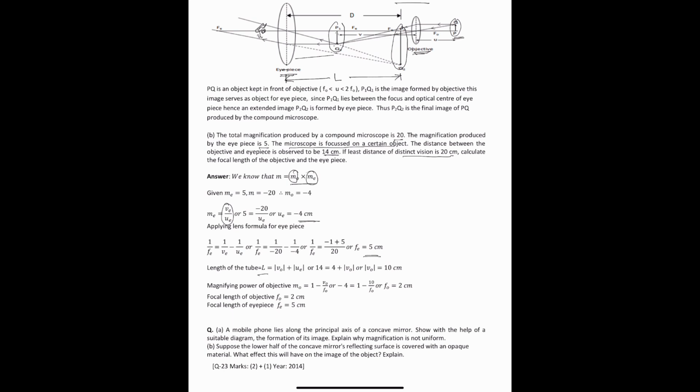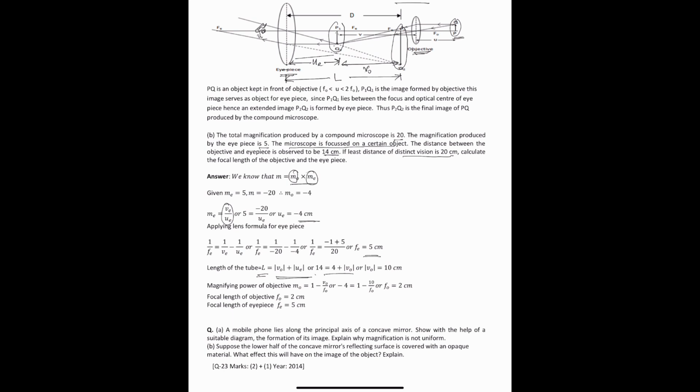The tube length is equal to the image distance produced by the objective plus the object distance for the eyepiece, correct? EV is the object distance for the eyepiece. VO is the image distance for the objective, okay? So it is nothing but EV plus VO.